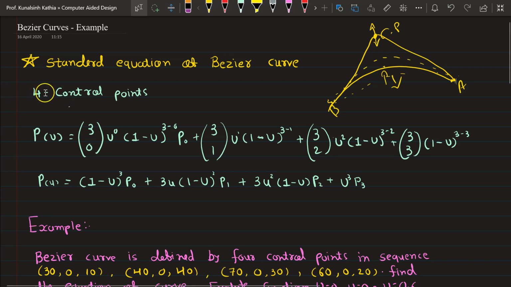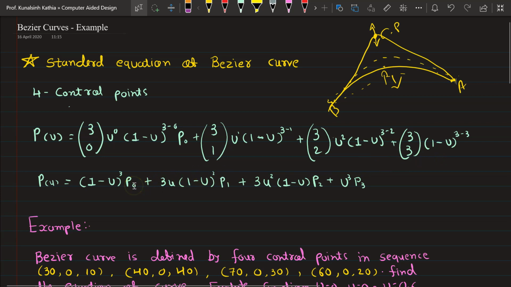So you can understand that these control points are 4 in total. Let's say the example and the standard equation for it is that if there are 4 control points, then the equation will also have 4 terms. You can see first, second, third and fourth, and it starts with the power of 3. If there are 4 control points, it should start from 3, because there is 3 minus 0, 3 minus 1, 3 minus 2 and 3 minus 3, right? So 1, 2, 3 and 4, right?